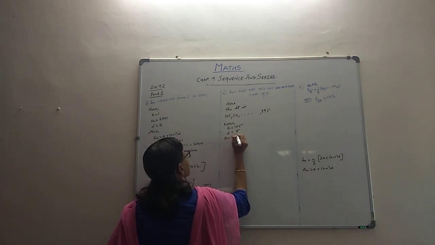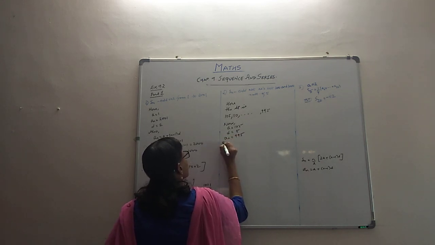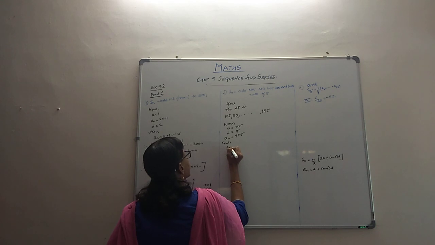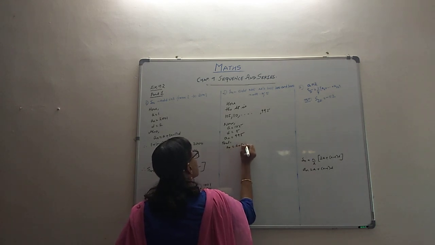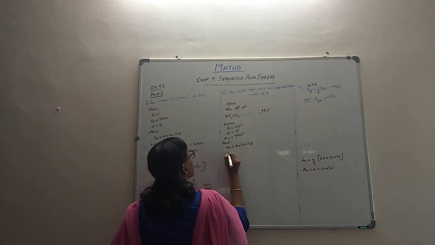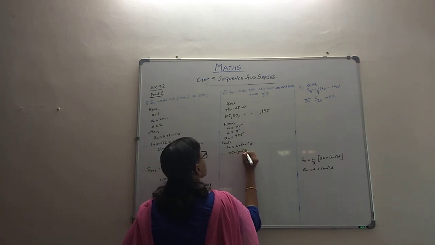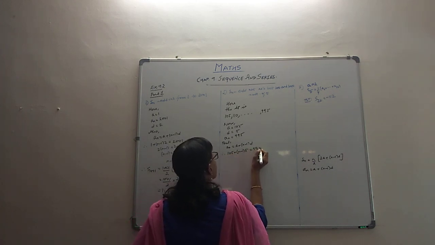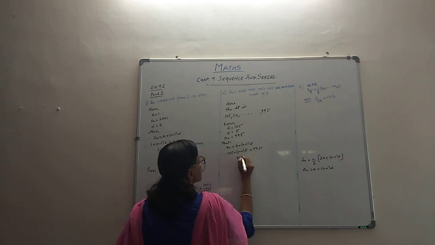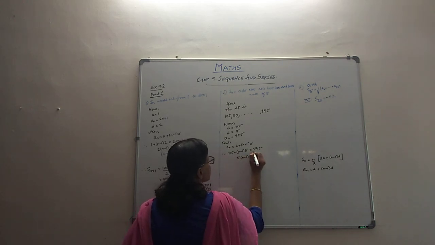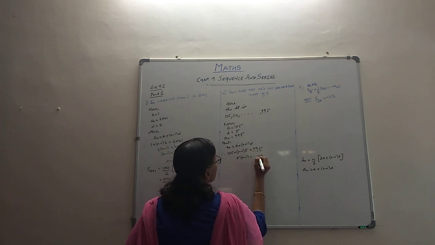But we all know that an is a plus (n minus 1)d. As a result, we have 105 plus (n minus 1) times 5 becomes 995. The 105, which is a plus, goes there and becomes subtraction, minus 105. Carefully we will see how much is coming. 0, then 9, 8, 90.